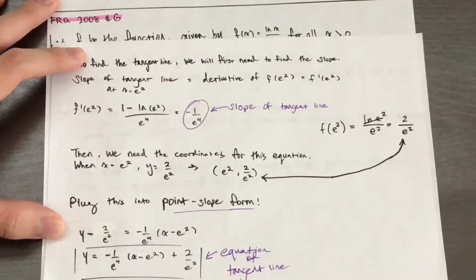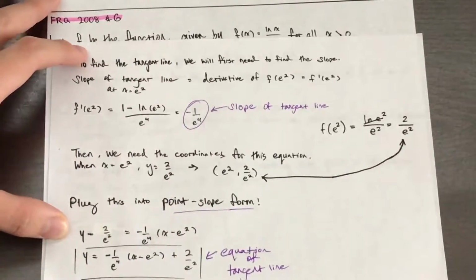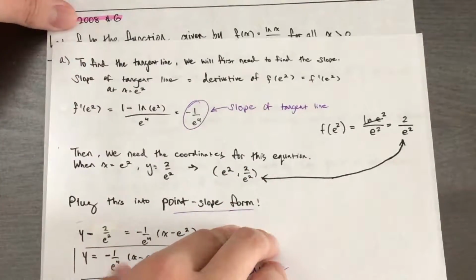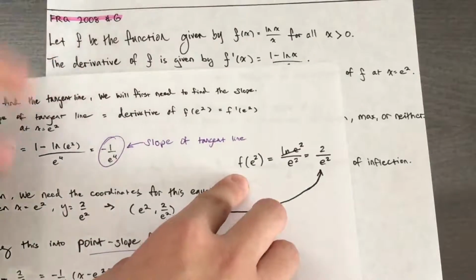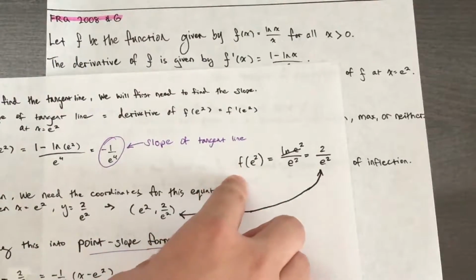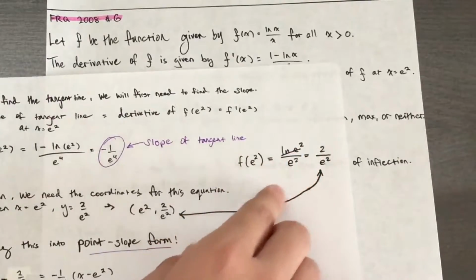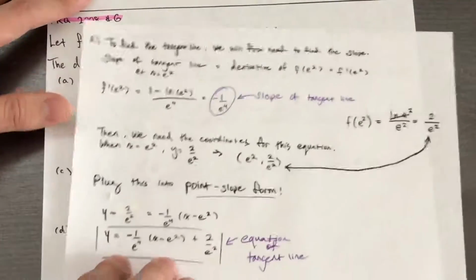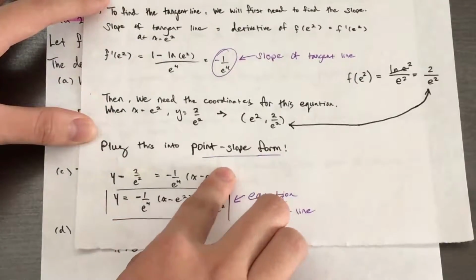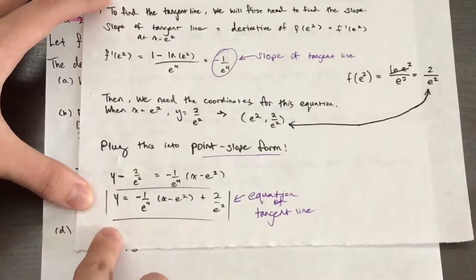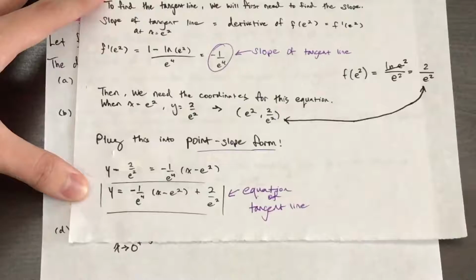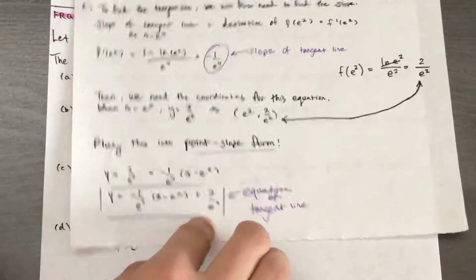Then we need the coordinates of this point. We already know the x coordinate, which is e squared, but now we need to find the y value. So you find that by plugging e squared into the f function, so you will have 2 over e squared. Now that you have the x and y coordinates and the slope, you can make this into point slope form. And then you can work this out and it will turn out to be y equals negative 1 over e to the fourth, parentheses x minus e squared, and parentheses plus 2 over e squared. And that will be your equation of the tangent line.